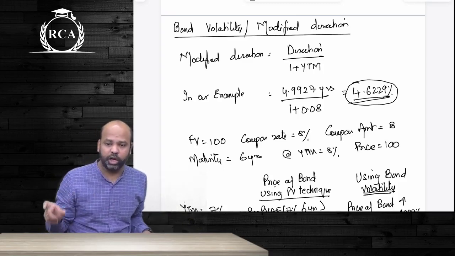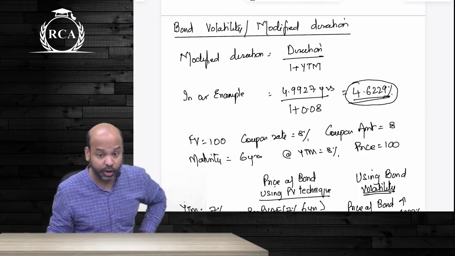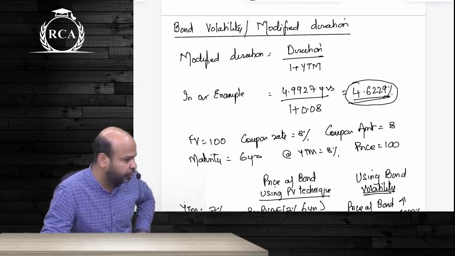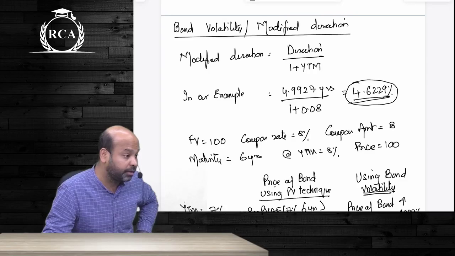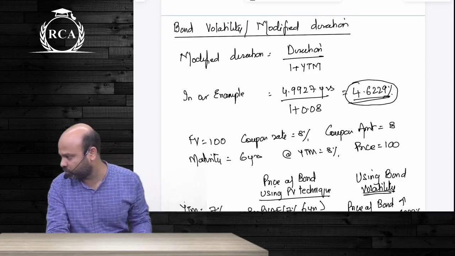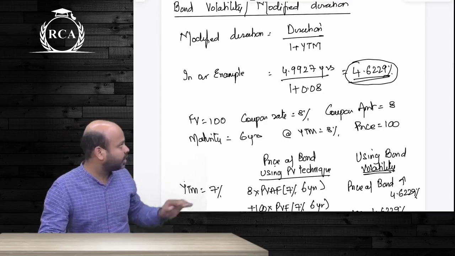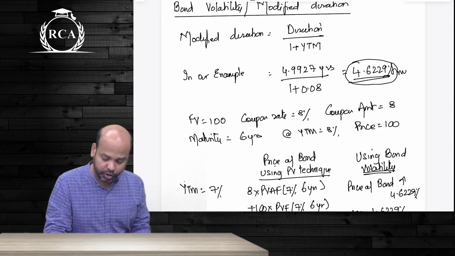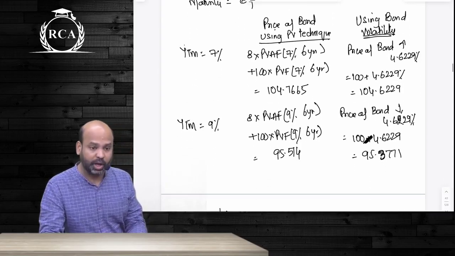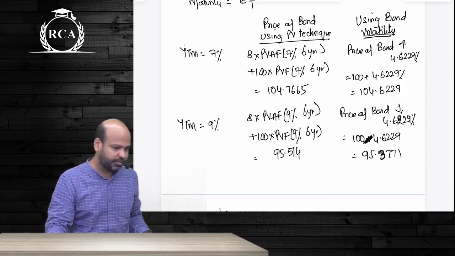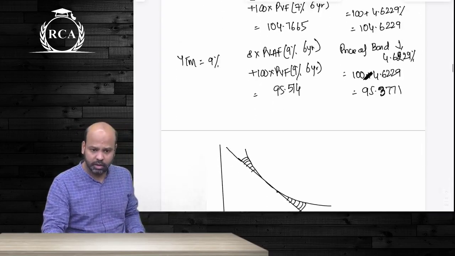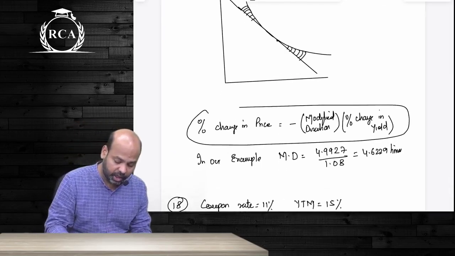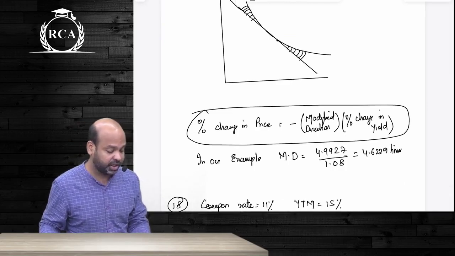For example, if bond volatility is 4.5, you write that as 4.5 times. For every 1% change in price of a bond, the value of a bond is going to fluctuate by 4.5%. But will it be in the same direction or opposite direction? Opposite direction. Here, the example that you're seeing on the screen has a modified duration of 4.6229 times. So for every 1% change in price, the value of our bond is going to change by 4.6229 times. Are we clear? Now, there was a problem. This is the formula: percentage change in price will be negative modified duration multiplied by percentage change in yield.